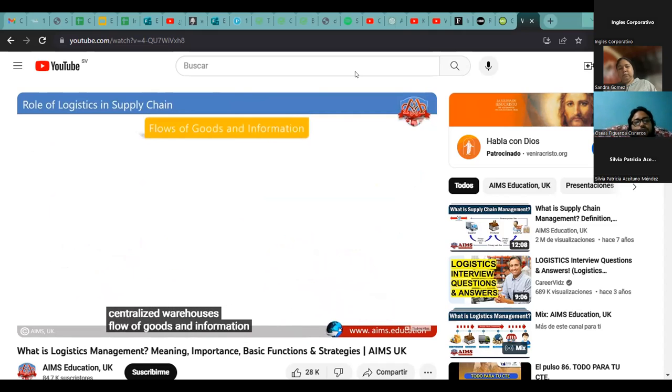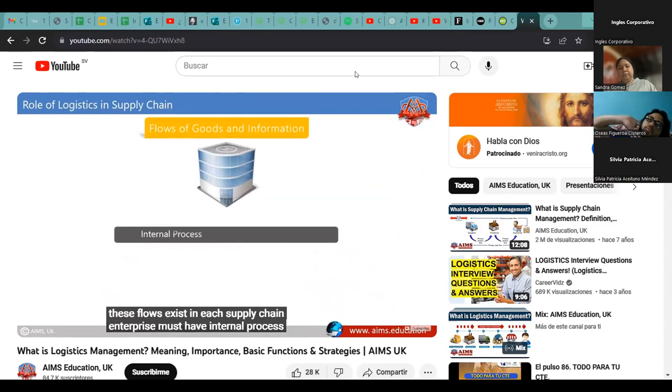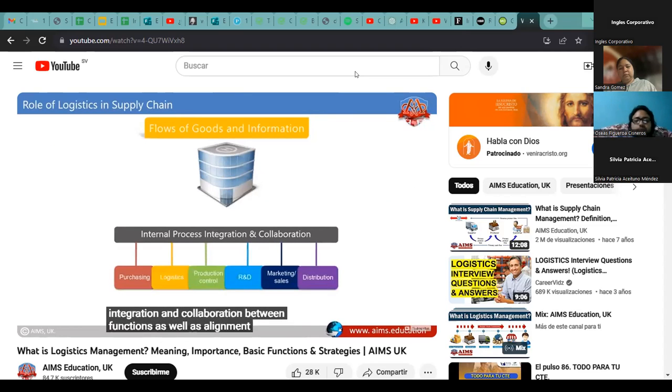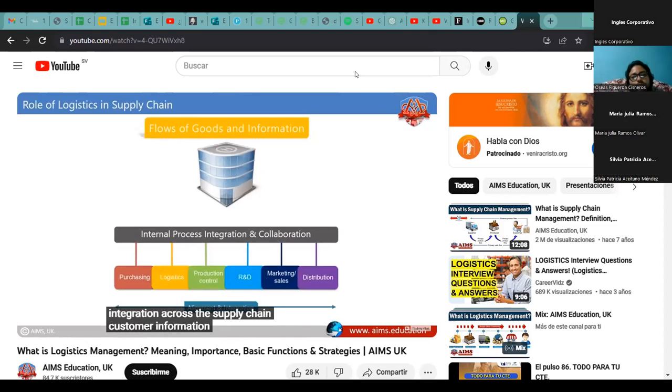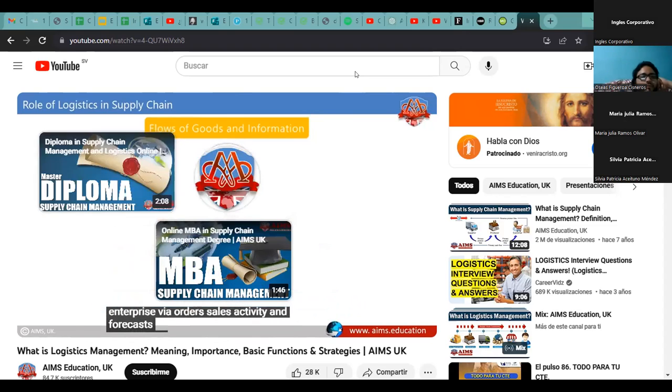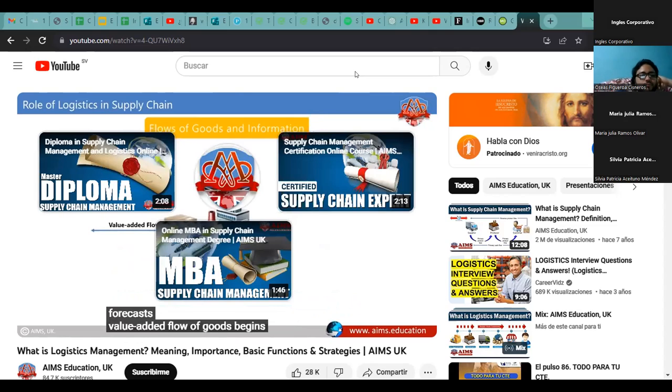Flow of goods and information. These flows exist in each supply chain. Enterprise must have internal process integration and collaboration between functions, as well as alignment and integration across the supply chain. Customer information flows through the enterprise via orders, sales activity, and forecasts. Value-added flow of goods begins as products and materials are procured.